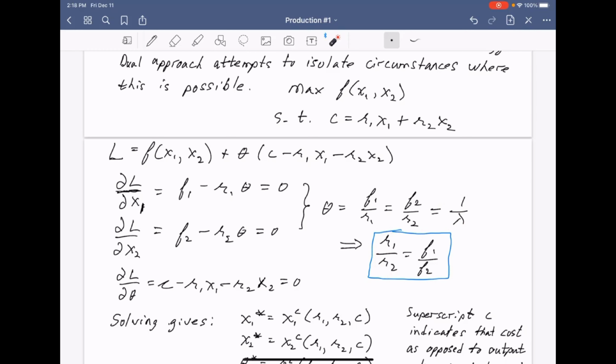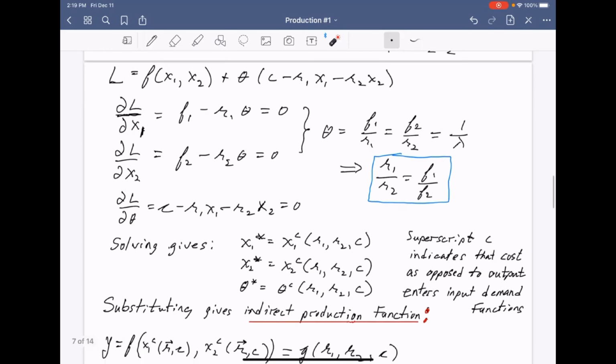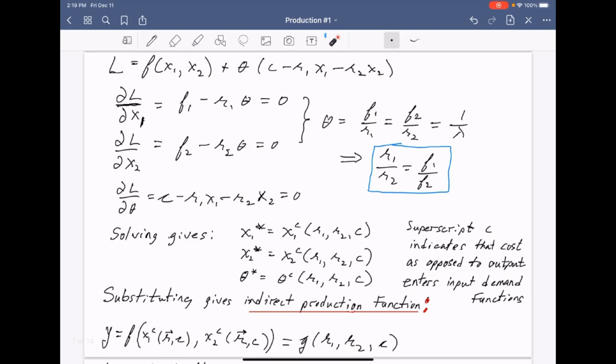The ratio of the input prices is equal to the ratio of the marginal products. We also have, of course, our cost function back when we take the partial of the Lagrangian with respect to the Lagrange multiplier. Upon solving, we now get that the input demand functions are a function of the input prices and the level of the cost. And the same thing with the Lagrange multiplier.